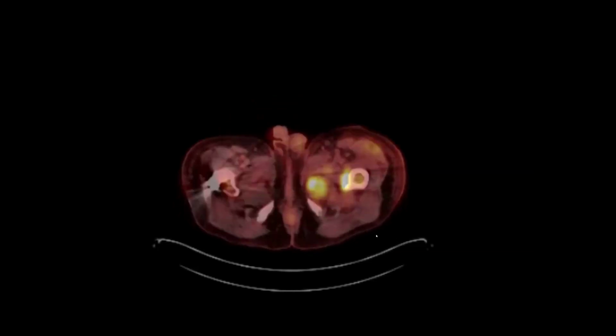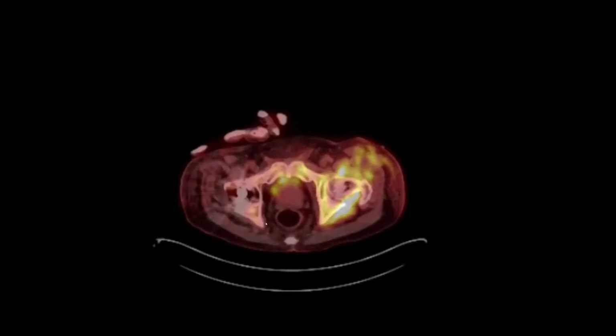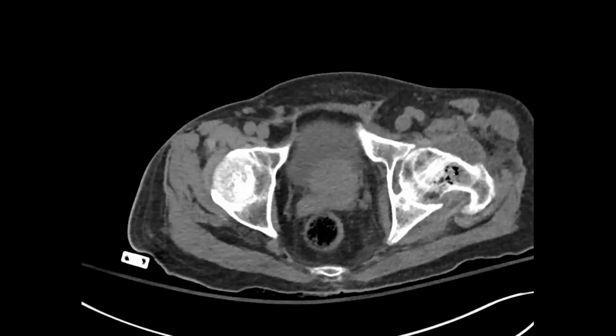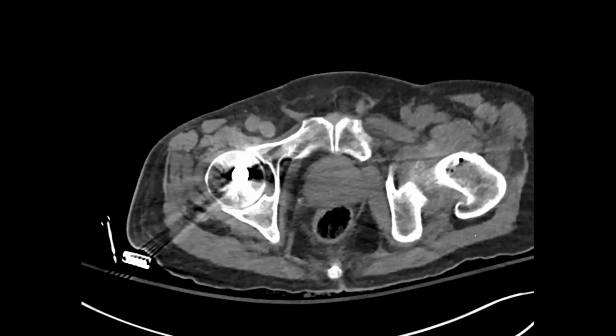They ended up debriding all of this, and also debriding the infection in their knees as well. They debrided all of this and went home on IV antibiotics. So they did okay. But anyway, this is just a rare case of emphysematous osteomyelitis.